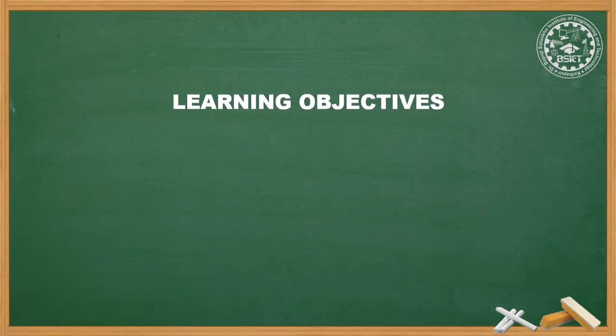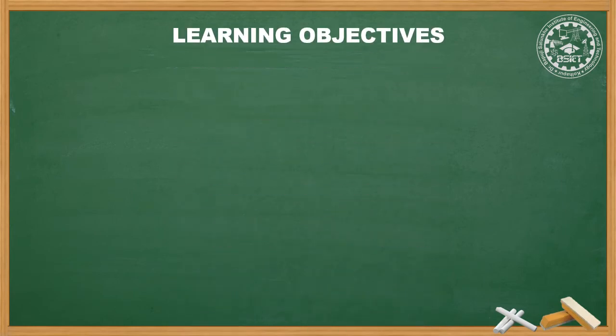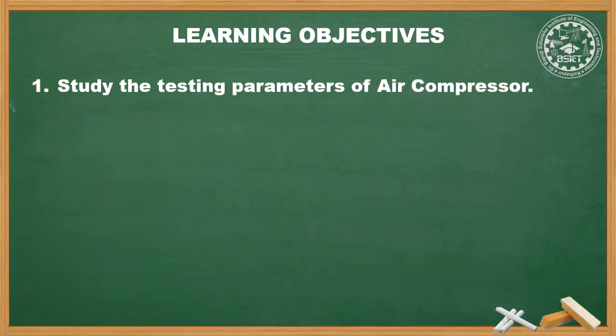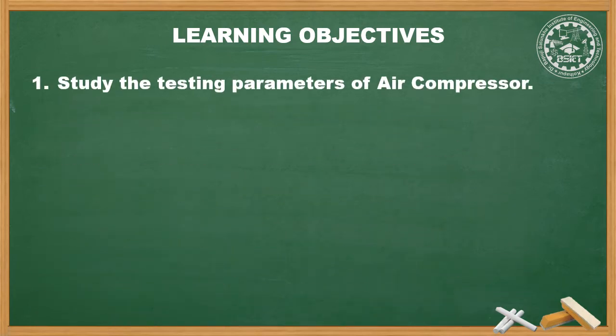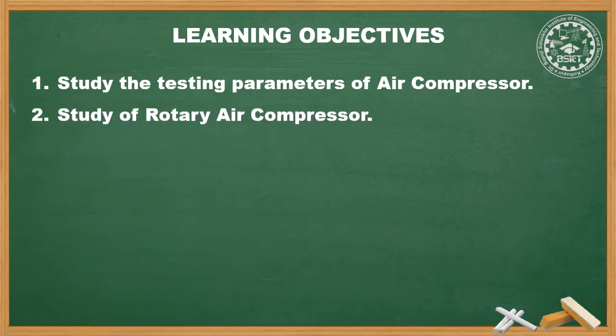The learning objectives for today's session are: number 1, study the testing parameters of air compressors. The different parameters on which the air compressors are tested, or the various definitions that need to be understood from the point of view of air compressors, will be studied in today's session. Second, study of rotary air compressor. A very basic introduction to the rotary air compressor will be studied in today's session.